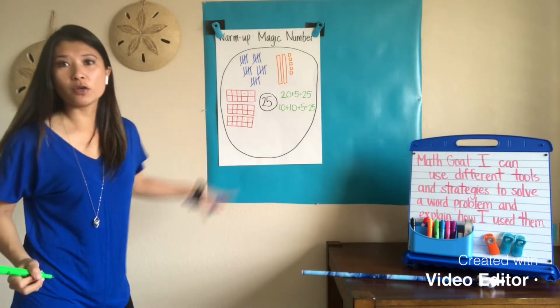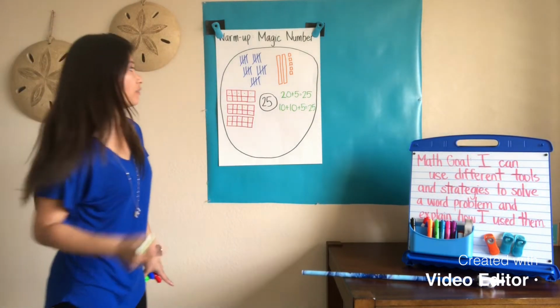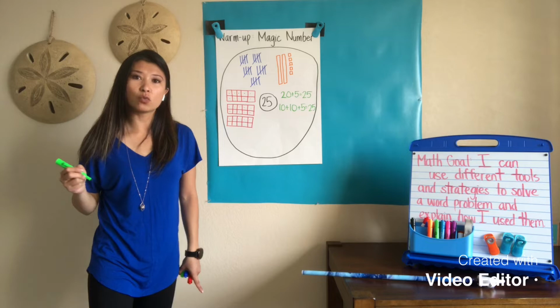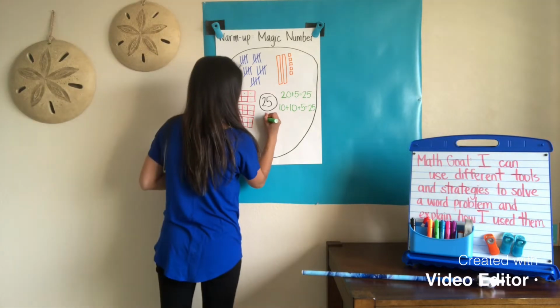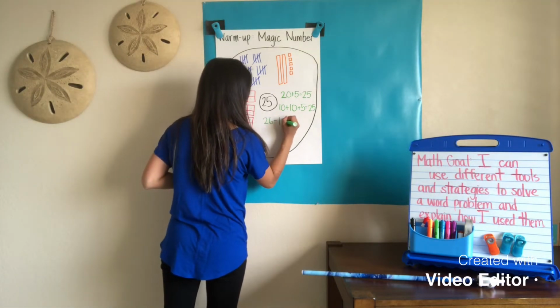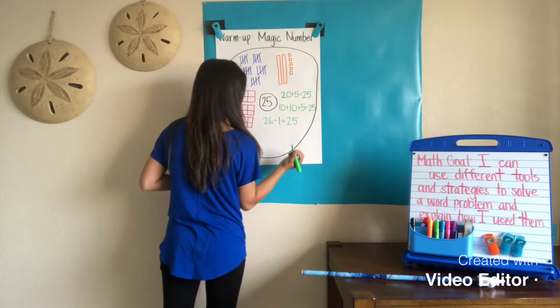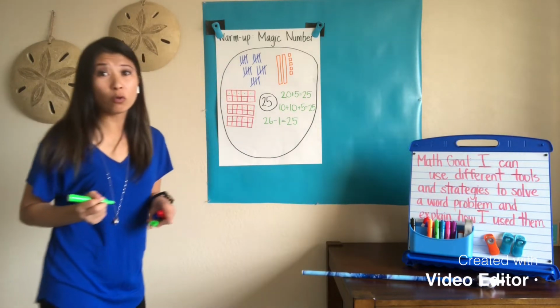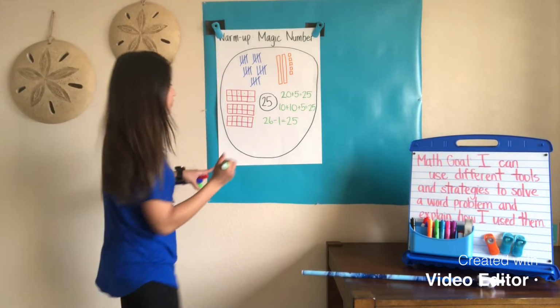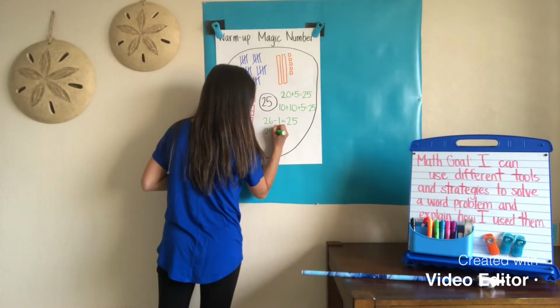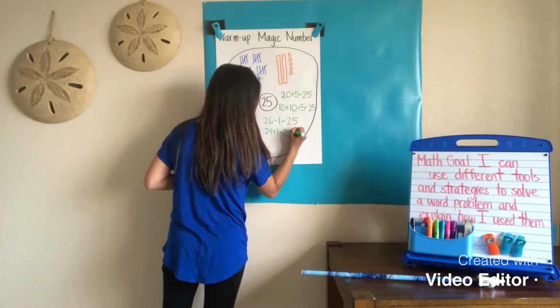Maybe you're even using what you know about 1 more and 1 less. If you know that 26 is 1 more than 25, then 26 minus 1 is equal to 25. If you know that 24 is 1 less than 25, then you should know that 24 plus 1 equals 25.